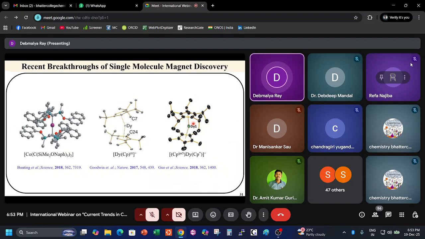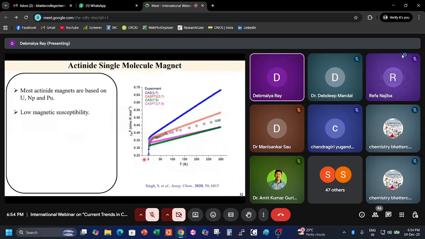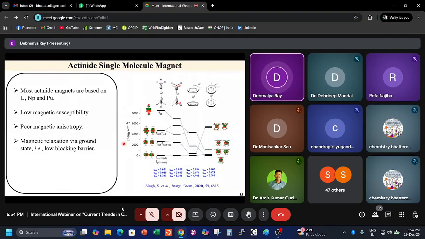Now, why did we suddenly become interested in a californium magnet, right? When we looked into the literature, most of the single molecule magnets were based on either cobalt or dysprosium, and it's pretty much now dominated by dysprosium. So there aren't many actinide single molecule magnets. And there is a lot of work going on in this field, but the problem was they have either very low magnetic susceptibility, and the main problem was the anisotropies are also bad.